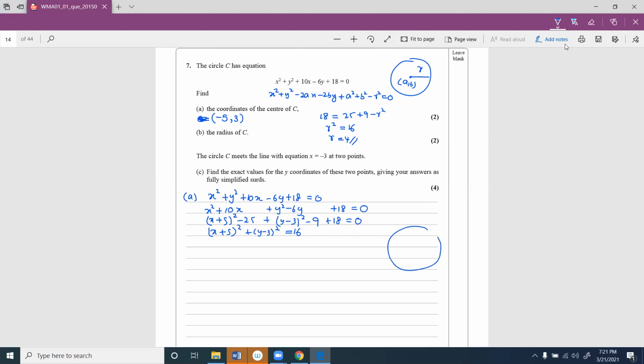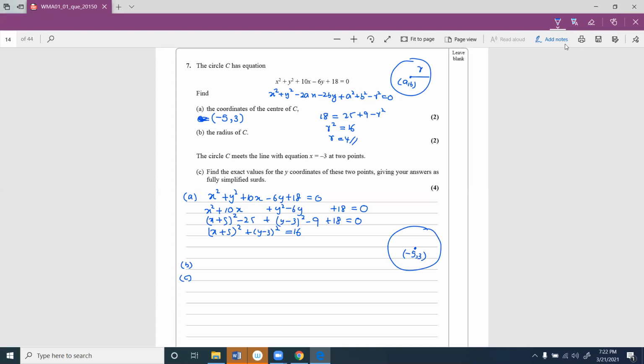Initially just draw a circle and mark this information. Center is minus 5, 3. Right. Then let's see what they used to say in part C. From here you can get the answer for parts A and B, and I've already found the answer over here.